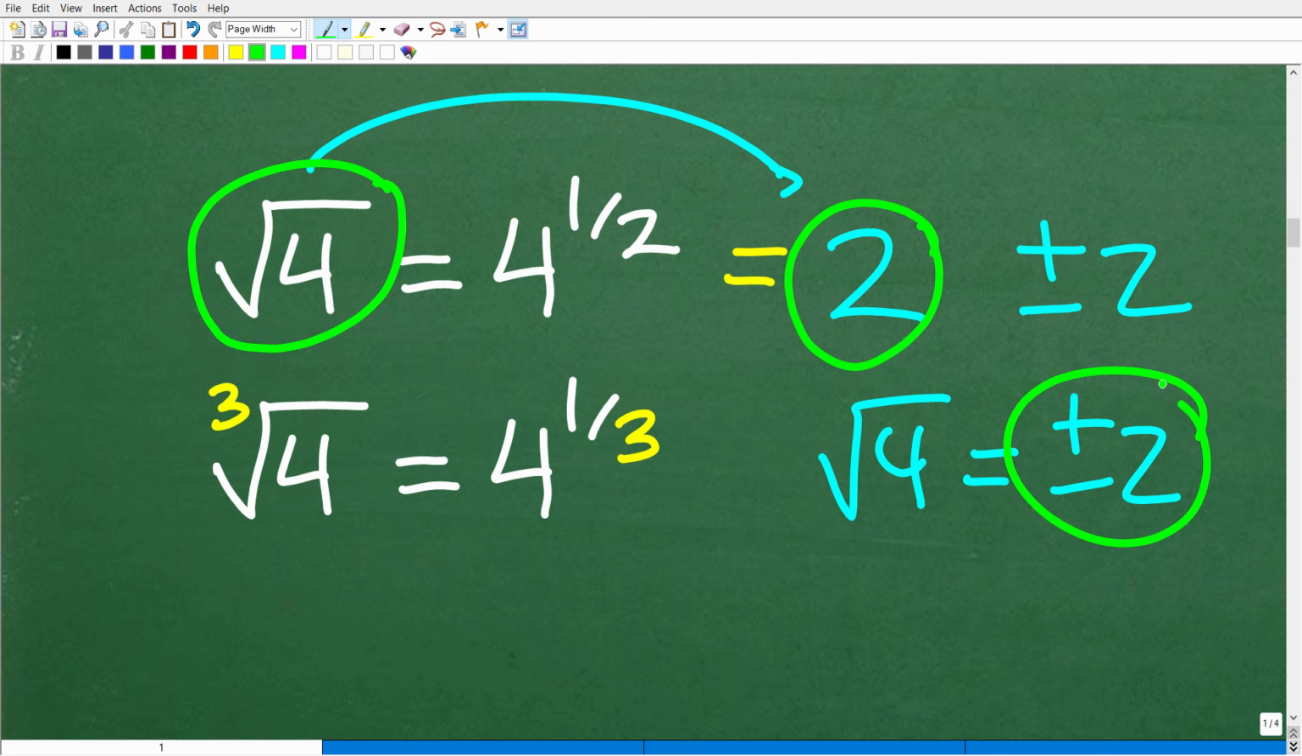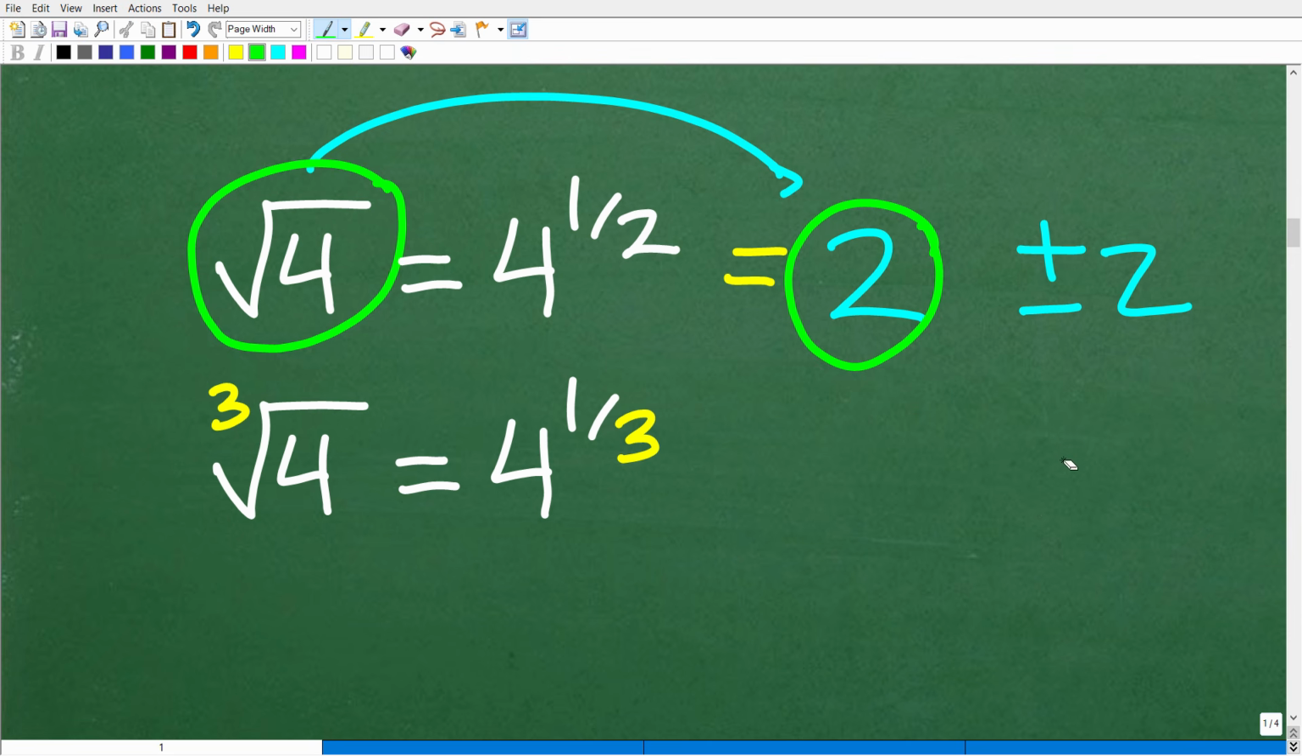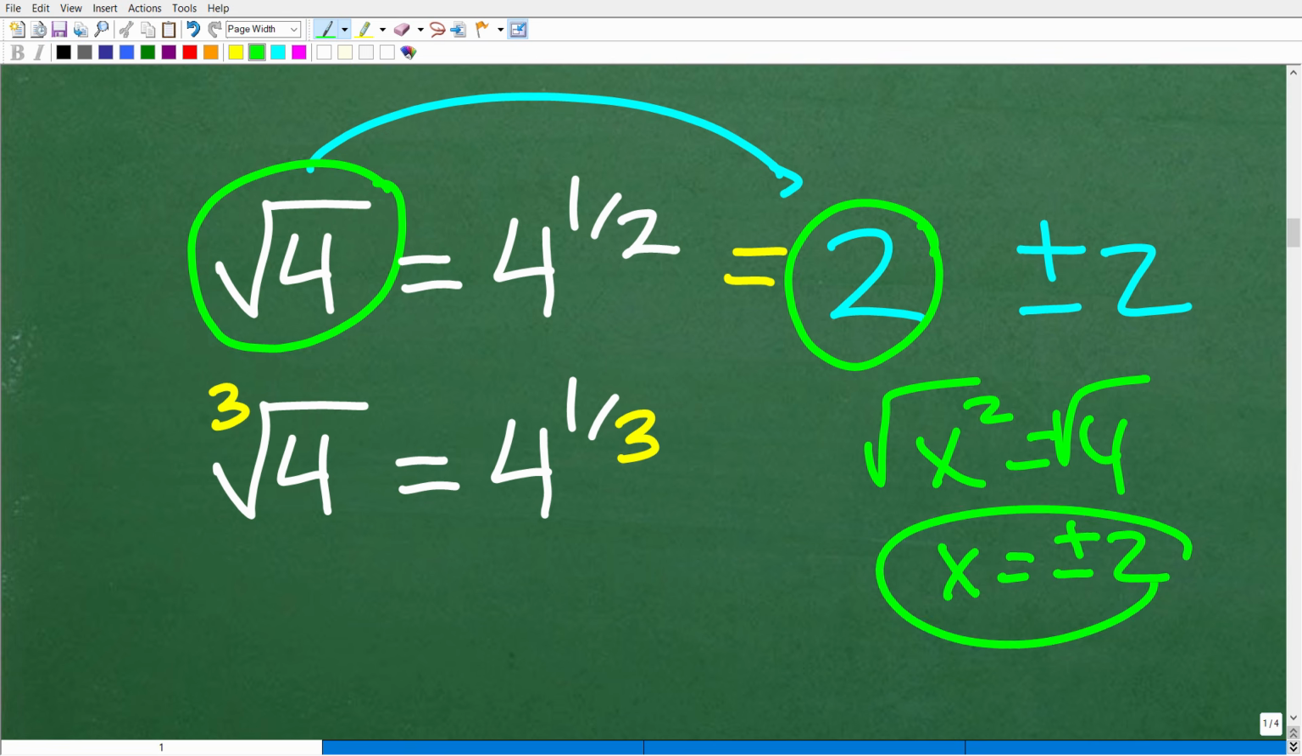This positive and negative business comes into play when you're solving things like quadratic equations, something like x squared is equal to 4. And to solve for x, I'm going to take the square root of both sides. So x is going to be equal to the square root of 4, which is positive and negative 2. These are our two solutions to this quadratic equation. Every quadratic equation has two solutions. So in this case, it's going to be positive and negative. So the positive and negative business comes into play, especially when we're talking about solving polynomial equations.